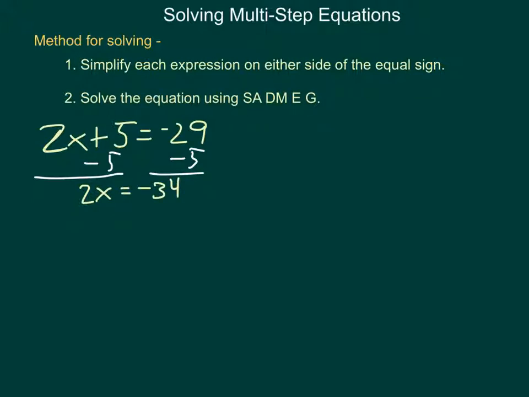Okay, have we taken care of all the subtraction and addition? Yes, we have. So next, do we have any division or multiplication? And now our answer is yes again. So we have 2 times x. The inverse operation of multiplication is division, so I'm going to divide both sides of my equal sign by 2, and this gives me x equaling a negative 17. And that is the solution to our equation.